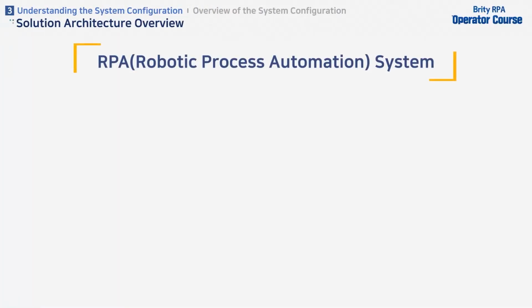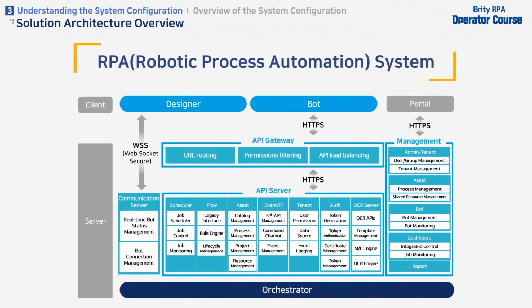Let's take a look at the role and architecture of each module of the server solution in order to understand the installation and system operation of the RPA server. RPA is a solution that automates standardized tasks performed by humans to be processed by bots. It consists of Designer, which designs the automation process, Bot, which runs it, and Orchestrator, which controls it.